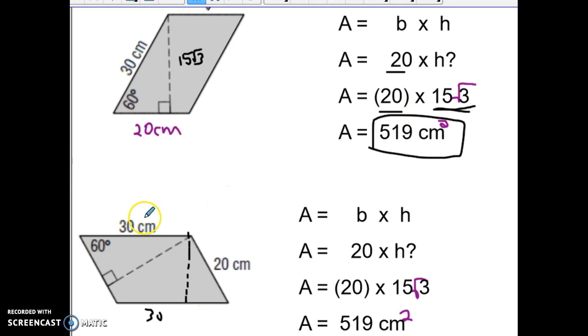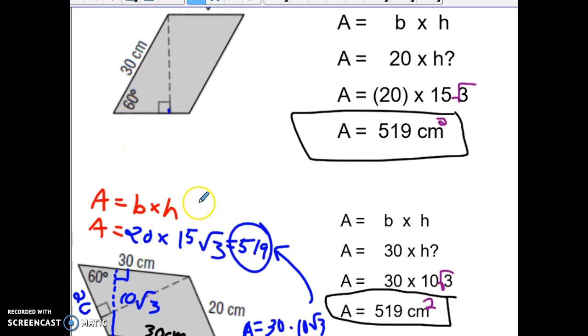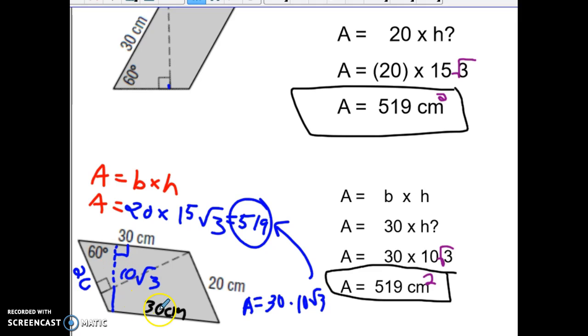519. But believe it or not, when you rotate it around and 30 becomes the base, you do also use 30, 60, 90 again. As you can see in blue, you do the 30, 60, 90 again, you get 10 square root of 3 as the new height using a 30, 60, 90 triangle, where the 10 is over here, 20 over here, 10 square root of 3. 30 times 10 square root of 3 is also 519.